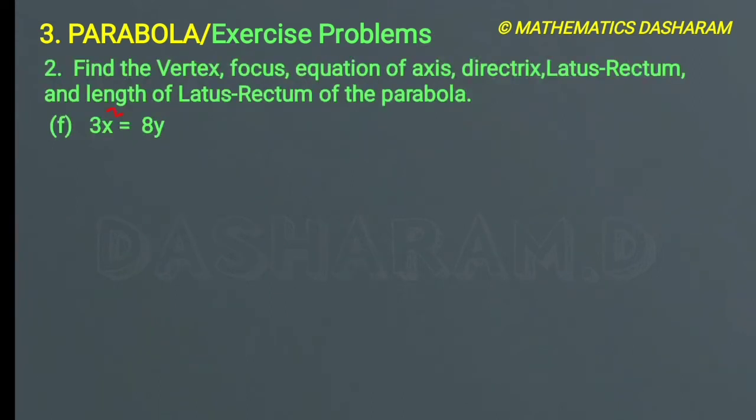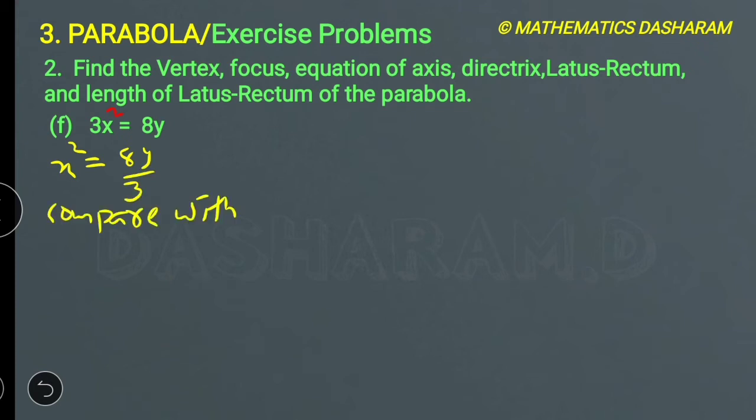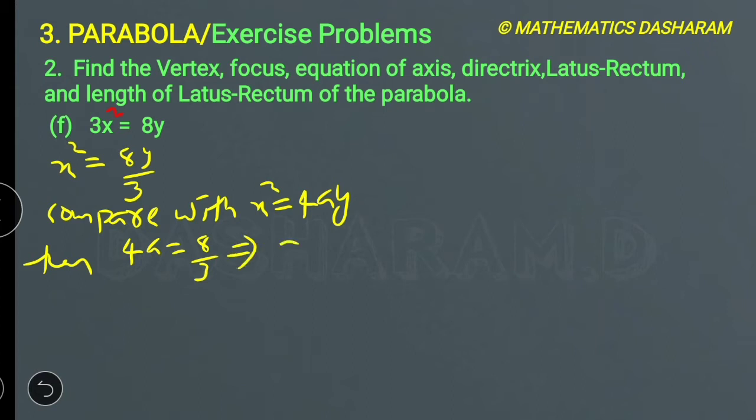Question number F, 3x square equals 8y. Let's convert the given question to a standard form. So x square equals 8y divided by 3. Now compare with the standard form, that is x square equals 4ay. So then 4a equals 8 by 3, 4 ones are 4, 4 twos are 8, then a value is 2 by 3.